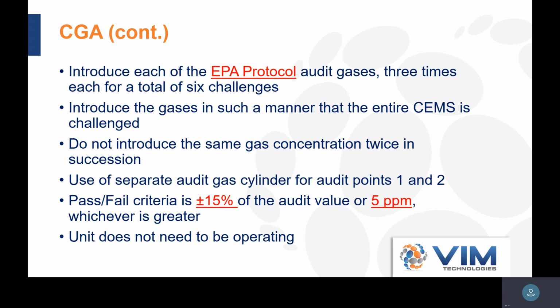I think it's important to note too that the pass-fail criteria is 15%. So the first goal obviously is pass. But if I do a CGA and I'm off by 12%, then once I'm done with that CGA, I'm going to go in and have a look at my system and see what's causing that 12% difference. Because remember, on a daily basis, you're just checking the bottom and the top of the range. There might be something going on in the middle that you're not aware of.